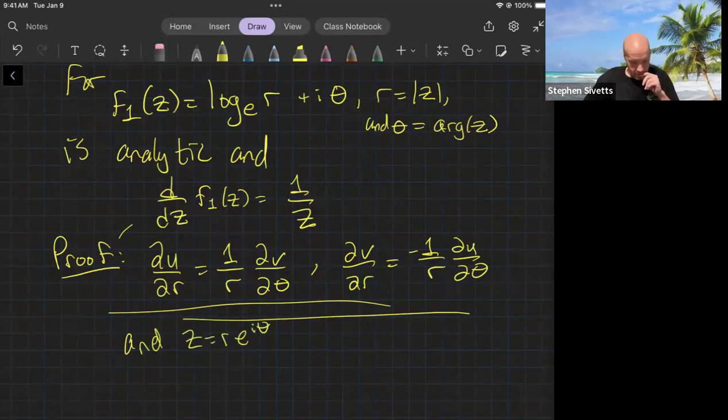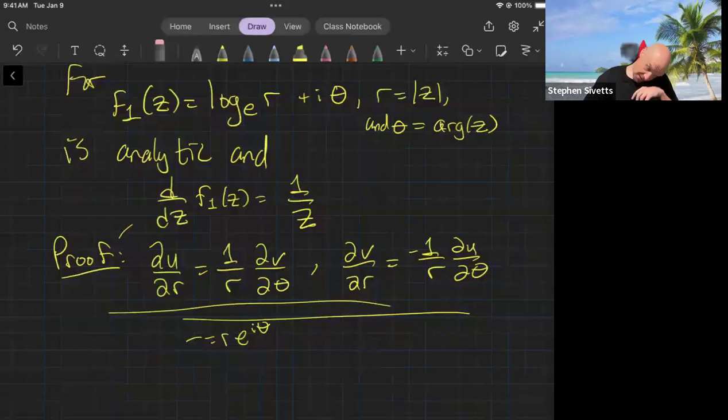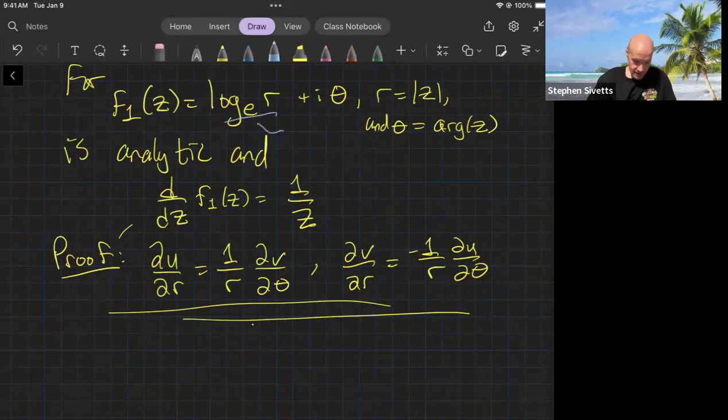All right. So, yeah, and then not this, but you're just going to use f1 of z. So this is your u component and this is the v component. All right, it should not be bad to show this.